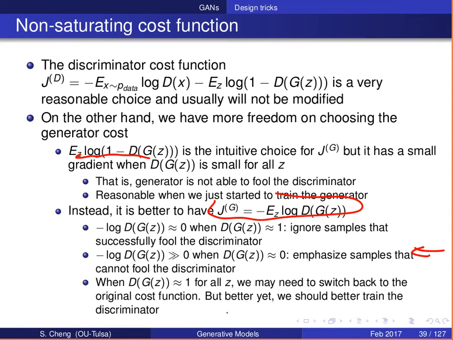But of course, if you are in the region where the generator is able to fool the discriminator most of the time, that means around here, then this cost function will have a pretty flat slope. In that case, maybe we want to switch back to the other one. But of course, you may want to ask another question: whether this discriminator is not doing a very good job, really, if the generator can fool it easily. Maybe you should train the discriminator better.